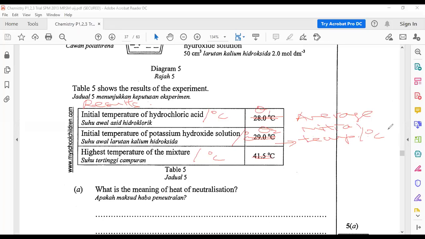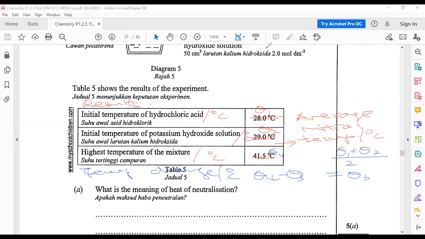Then you might put theta 1 plus theta 2 divided by 2 equals theta 3. So your highest temperature, you can put this as theta 4. Then add another line, the temperature change, in degrees Celsius as well, theta 4 minus theta 3. Okay, this is how you tabulate your results. I hope you can understand until here. No problem. Okay, now next one.